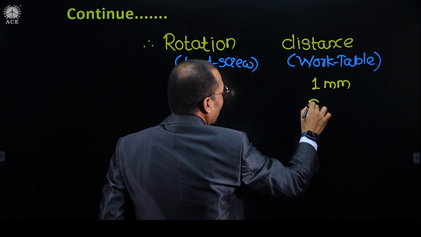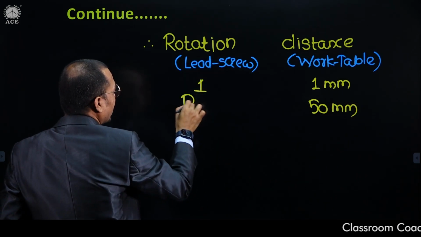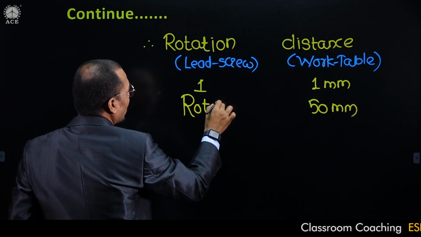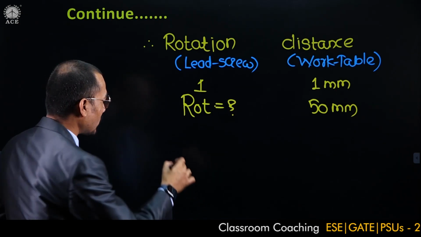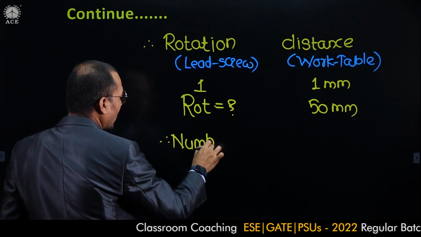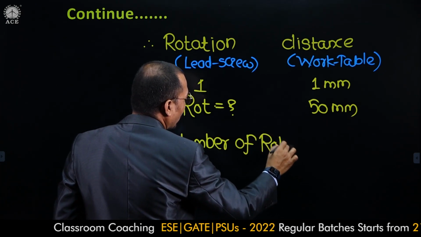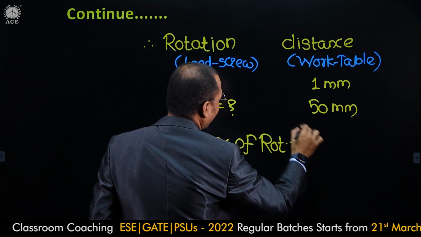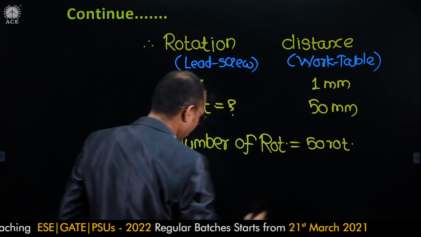Now in reality, we have to travel a 50 millimeter distance. For that 50 millimeter distance, how many rotations are required? So the number of rotations required is exactly equal to how much? It comes to 50 rotations required.